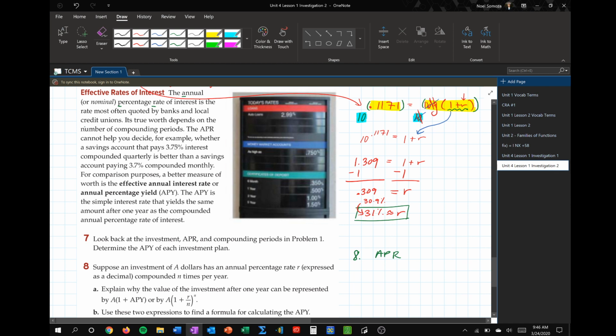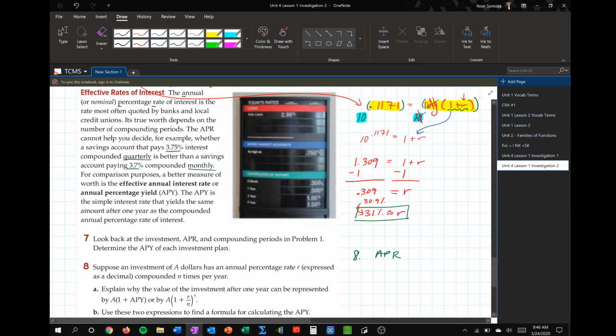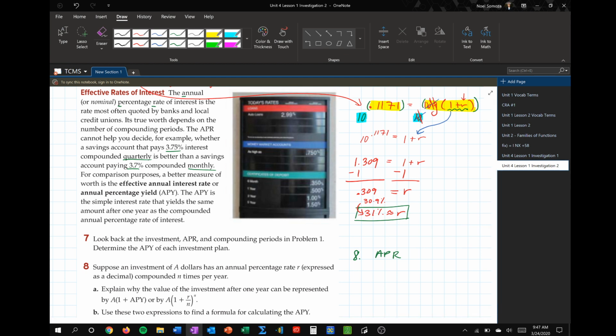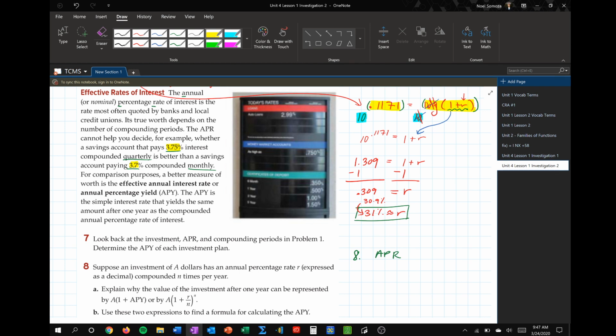However, the APR cannot help you decide, for example, whether a savings account that pays 3.75% interest compounded quarterly is better than a savings account paying 3.7% compounded monthly. It doesn't really tell you which one helps you save more, because you actually have to do the calculation yourself to find out, first of all, how much am I going to invest, and then you can decide, should I try this quarterly one or should I try the monthly one? Remember that when it compounds more often in a year, typically you get a higher return. But notice that there is a difference between the level of interest between these two, 3.75 versus 3.7.